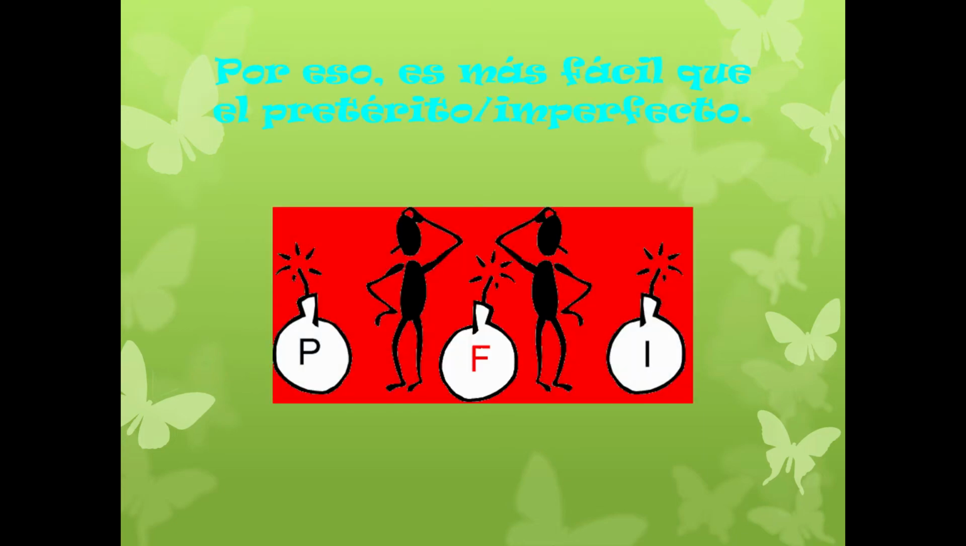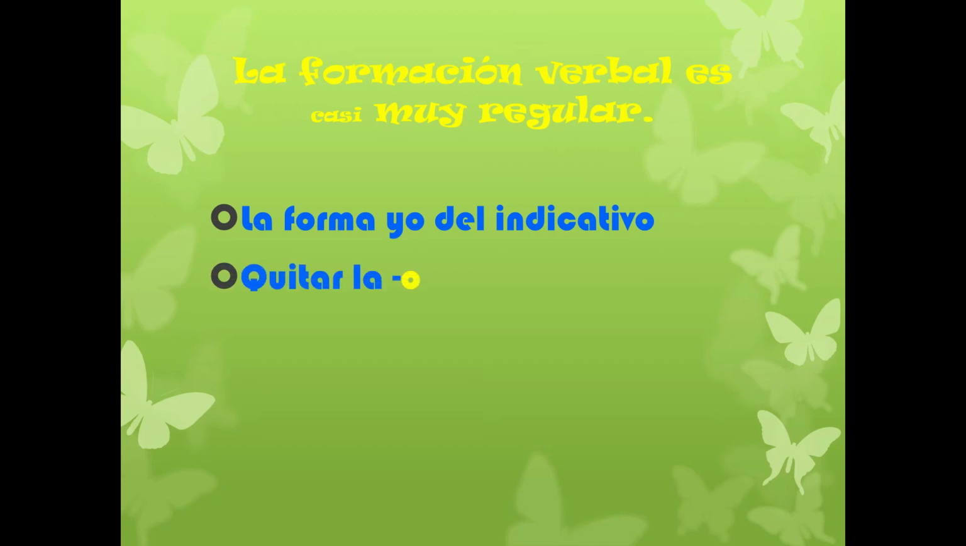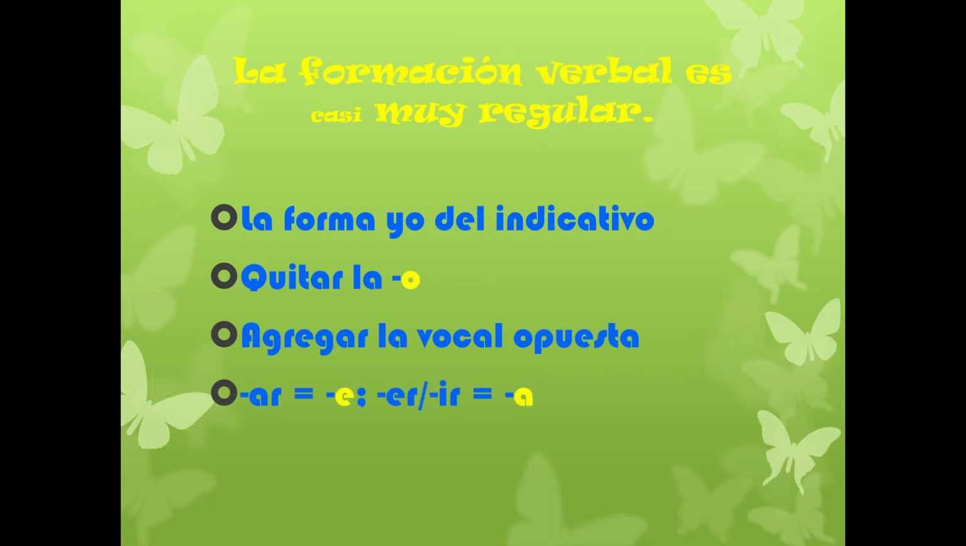As you can see. So now, the verb formation of the subjunctive is almost very regular. What you do is you find the O form of the verb, you drop the O, and you add the opposite vowel, which is exactly what we did with commands. So AR verbs get an E, ER and IR verbs get an A in the O form, and we add the typical endings.